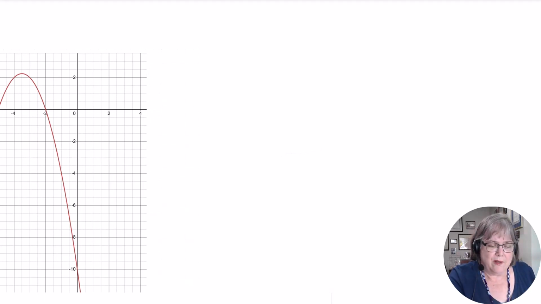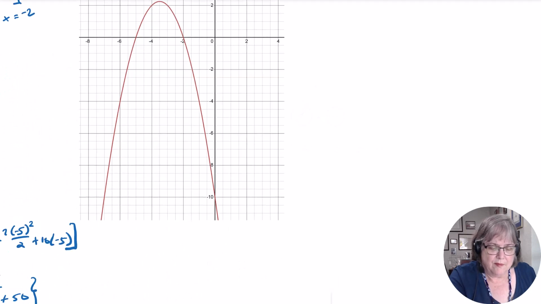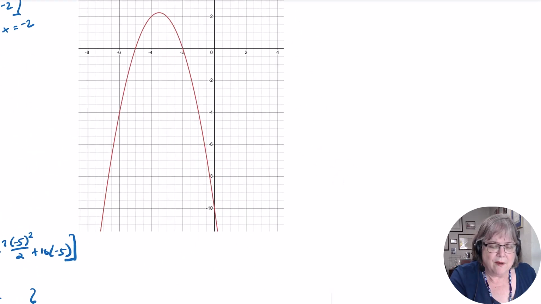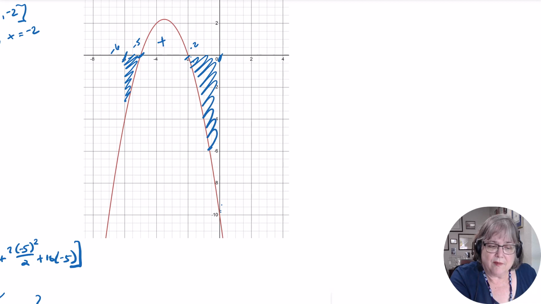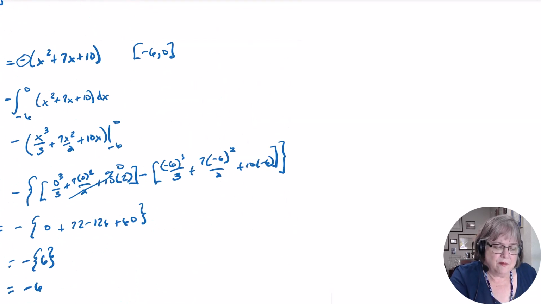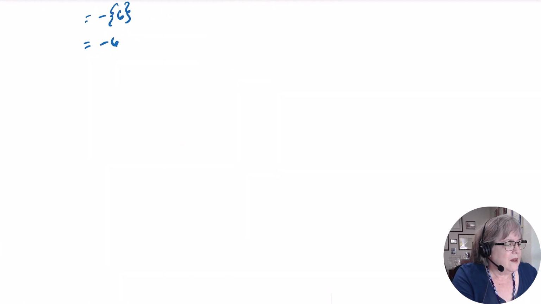So if I really wanted to find the area, let me go way down here. Well, let's just scooch in here. So look right here. If I really wanted to find the area from -6 to -5, this section's negative. From -5 to -2, this section's positive. And from -2 to 0, this section is negative. So I'm going to have to do 3 sections, a negative, a positive, and a negative. So what I would do to be correct, same problem.